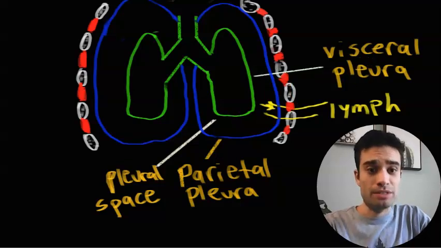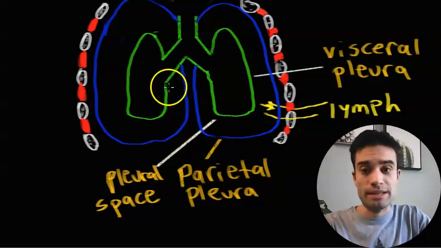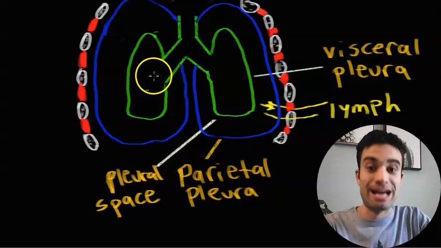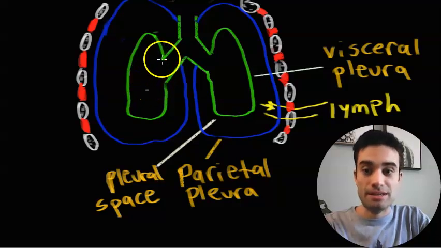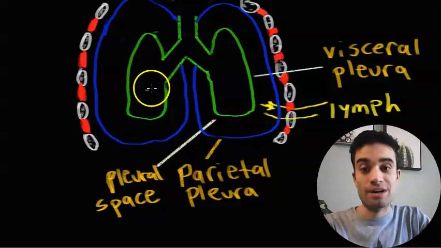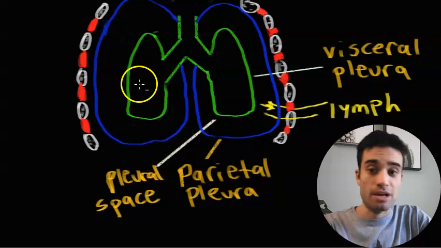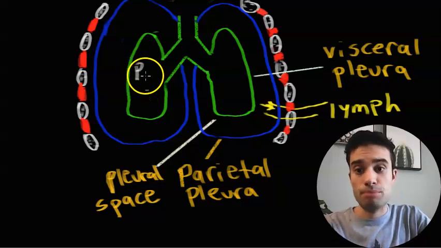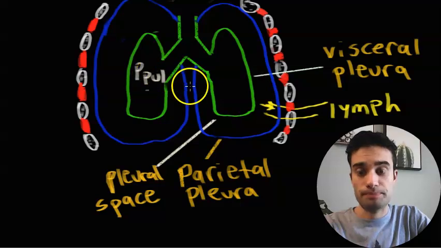Now what I want to do is discuss some of the pressures that are found in the lungs. So let's say right here inside of the alveoli, because these are eventually going to give rise to the alveoli. Right here, you're going to have a certain pressure, and this is known as the PPOL, or the pulmonary pressure.